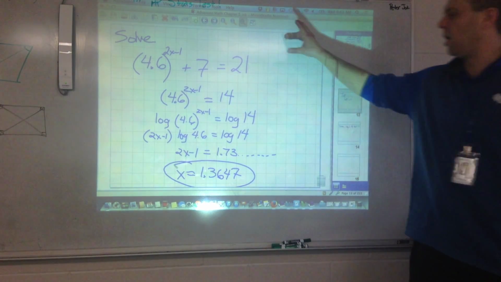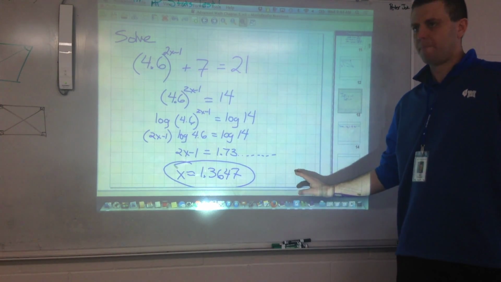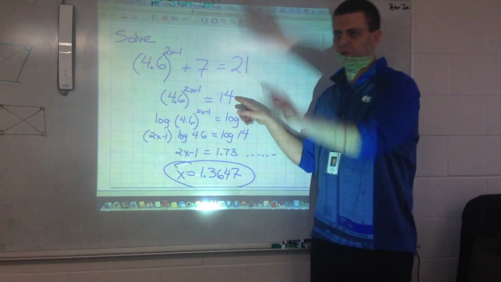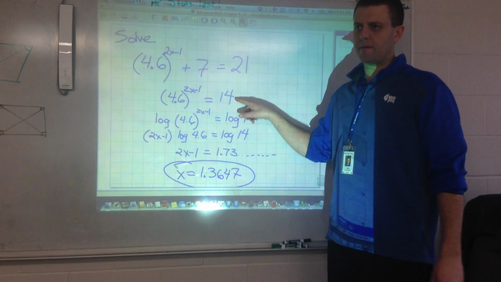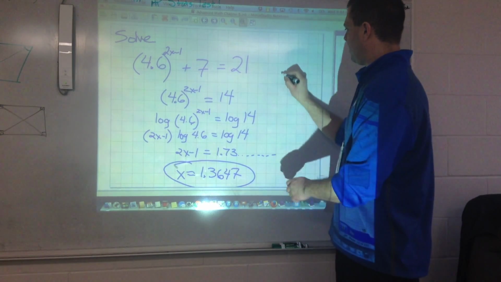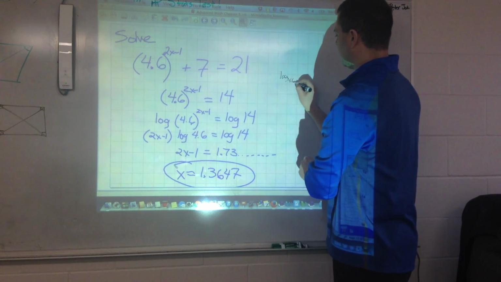So, what questions do you have on solving an exponential function? So if you change forms at this step, okay, I'm with you, so would you just move that 4.6 over? So it's like 4.6 is your base.